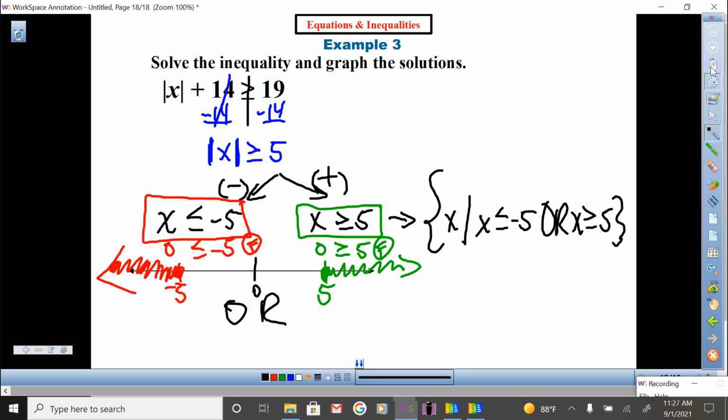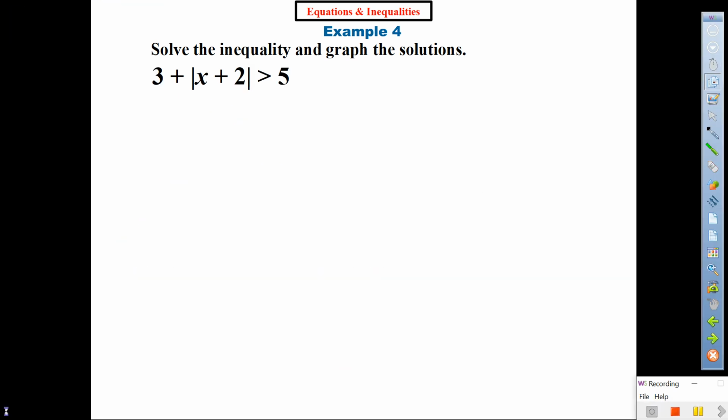Example number 4. It reads 3 plus absolute value of x plus 2 greater than 5. I'll give you some time for that. Copy that in.